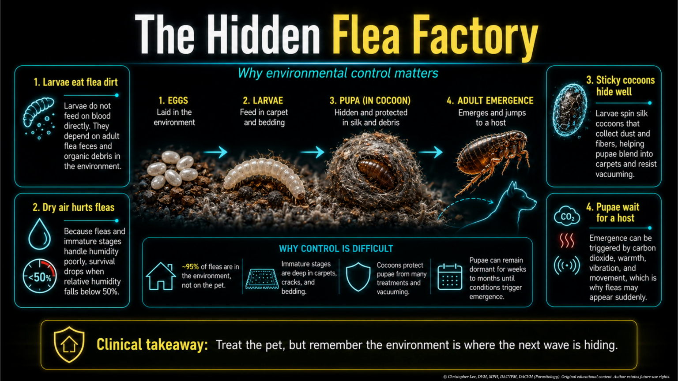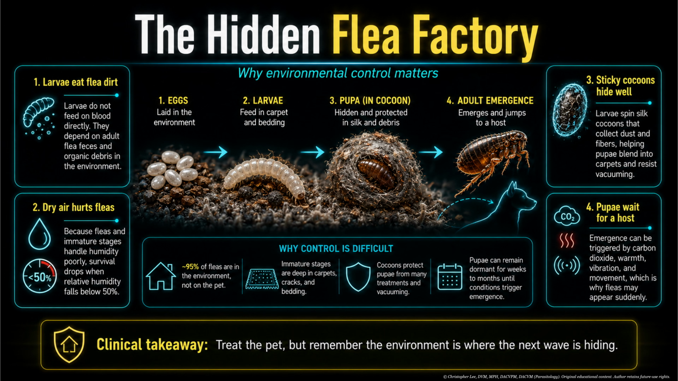Once they've developed this pupa, they will wait until carbon dioxide, warmth, vibration, or movement signals that a host is nearby. Humidity also matters. Fleas and their immature stages lose water quickly, so survival decreases when relative humidity falls below about 50%. Flea control requires patience. Treat the pet, manage the environment, and remember, the next wave may already be hiding in the carpet.